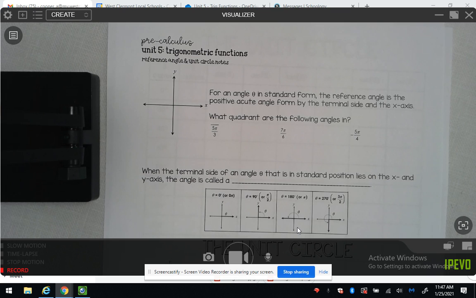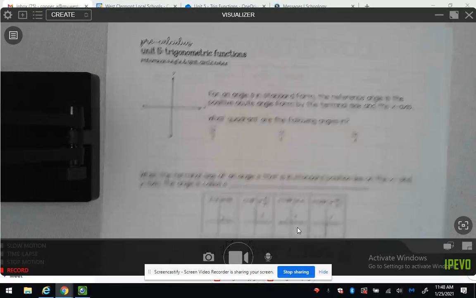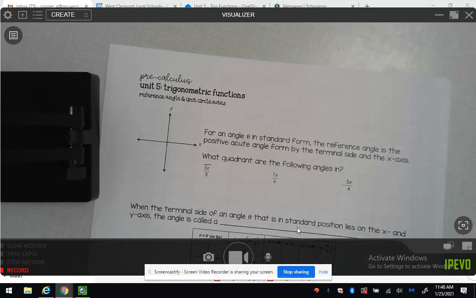Okay, so this is your 5.7 reference angle and unit circle notes. For an angle theta in standard form, the reference angle is the positive acute angle formed by the terminal side and the x-axis. So that's important. Knowing some tricks around this will be really helpful.